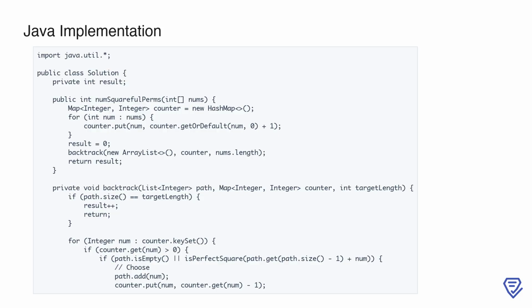and return. Within the loop, we iterate through all keys in the counter map, checking if a number is still available. If it is, we then verify whether adding it to the current path results in a perfect square sum with the last element of the path. If this condition is satisfied, we proceed by adding the number to the path and decrementing its count in the map to mark it as used.